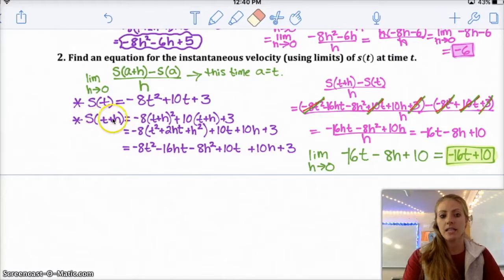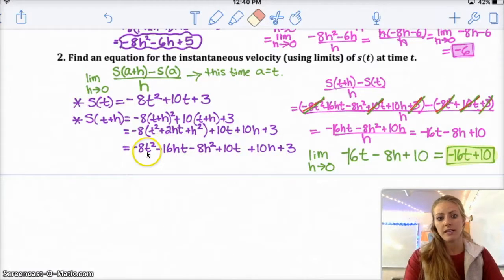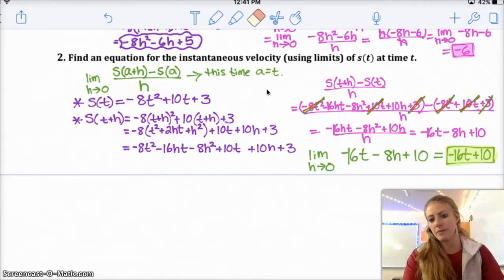And then s of t plus h, right? In the last problem, it was 1 plus h because I was looking at only one time, at t equals 1. Now I'm looking at t equals t, like at any time. So plug that in to the function. I get negative 8 times t plus h squared plus 10 times t plus h plus 3. So I FOIL the t plus h squared, distribute the 10 here, and then try to combine like terms, but it turns out there are no like terms, right? I've got a t squared, an ht, an h squared, a t, and an h, and then a 3, a constant. So you're not going to be able to combine those.